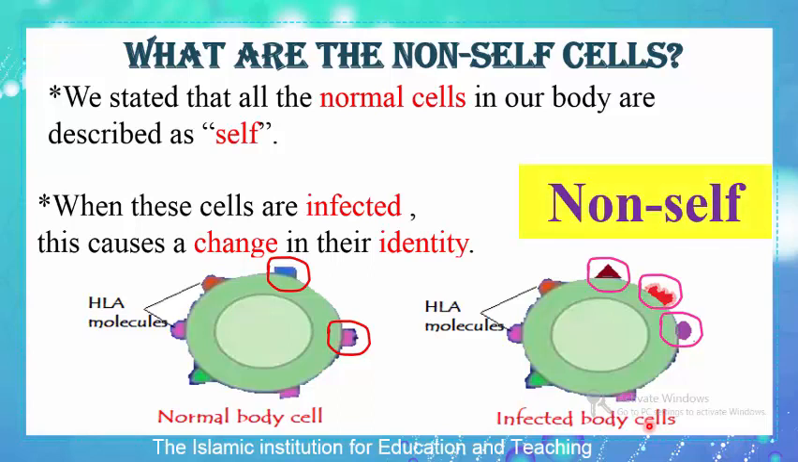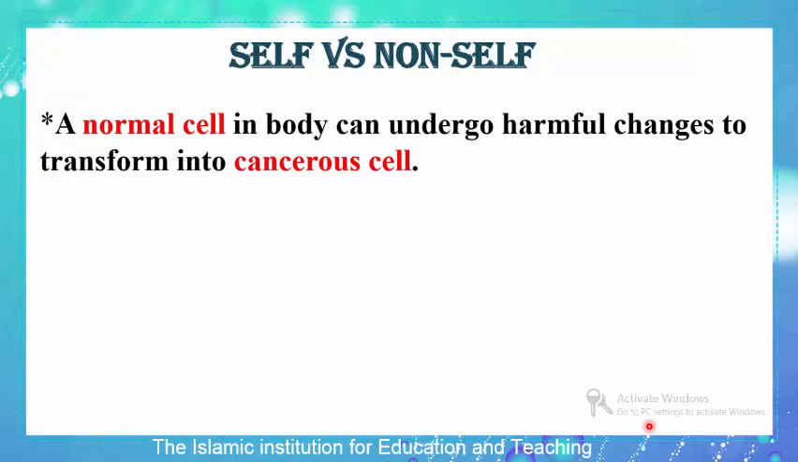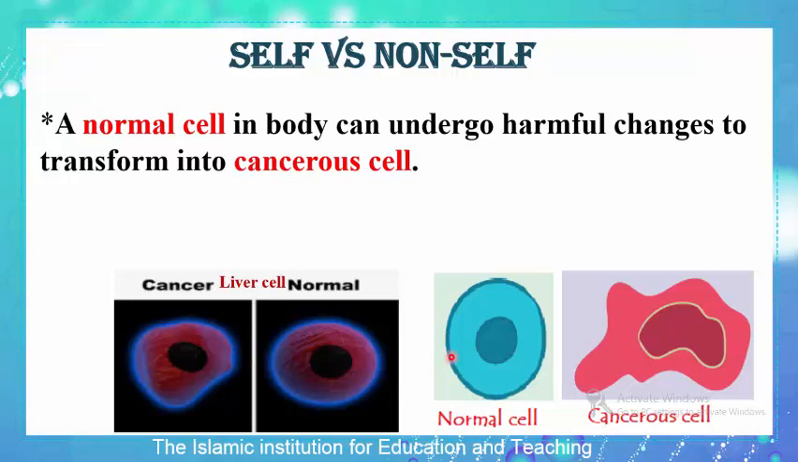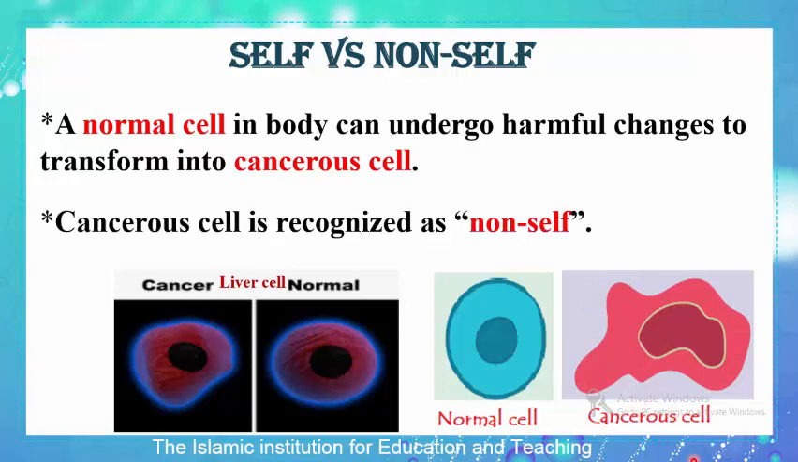as non-self. Moreover, the normal cell in the body can undergo harmful changes where it transforms into a cancerous cell. Example, the liver cell. If you observe it clearly, the normal liver cell and the cancerous liver cell, you will be able to notice that there is a change in the outer shape of the cell. Moreover, also a change in the shape of the nucleus of the liver cell. So simply, once the cell becomes a cancerous cell, there is a change in its shape and nucleus, and that's why the cancerous cell is recognized as non-self.